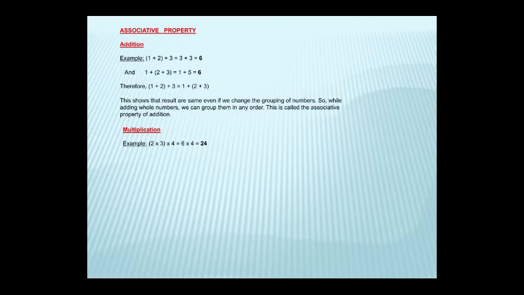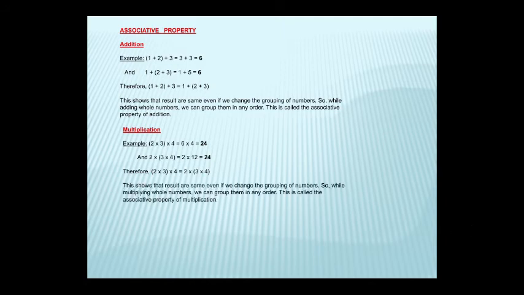2 multiplied with 3, multiplied with 4. That is 6 multiplied with 4, as 2 3s are 6, and 6 4s are 24. So 2 multiplied with 3 4s, you have to bracket the last two numbers. You have to use brackets. 3 4s are 12, 2 12s are 24. Therefore, (2 × 3) × 4 equals 2 × (3 × 4).